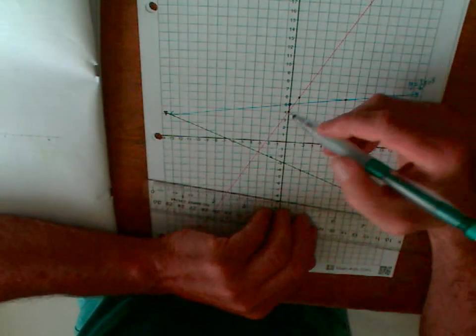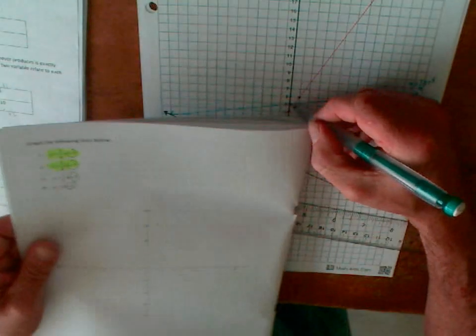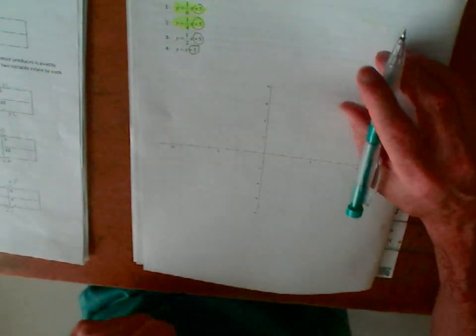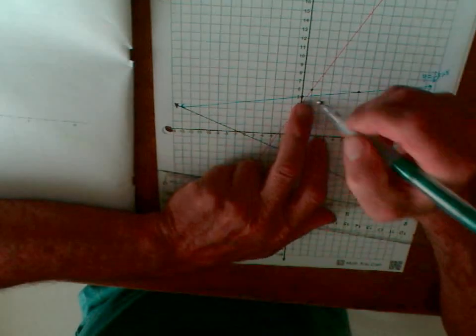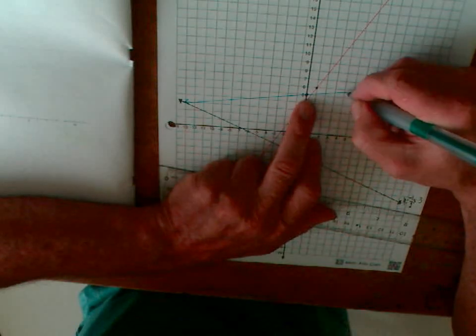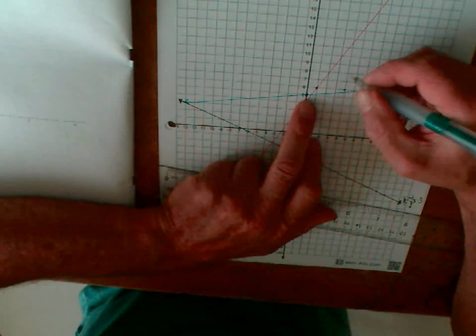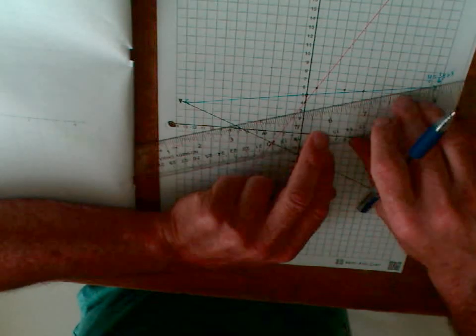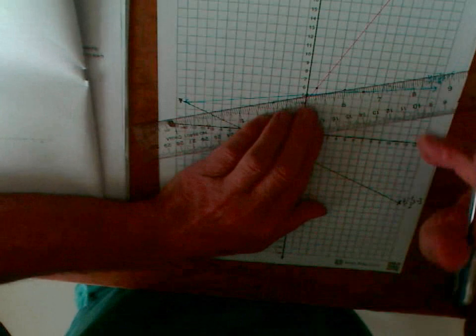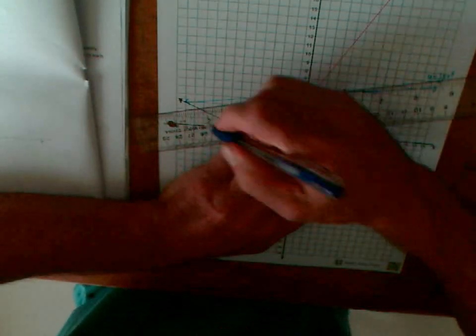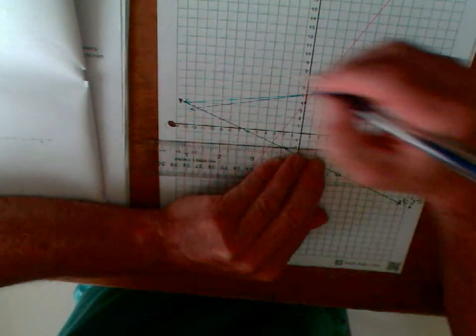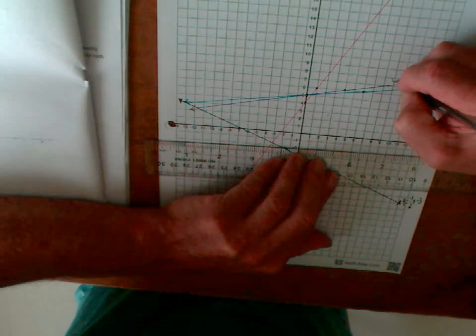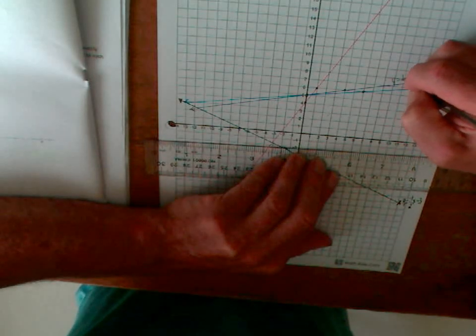Okay, so now the next one. We're still at 5, except our slope has changed. So this is going to gradually get steeper. Our slope is a quarter. So from here, rise 1 and over 4. So this line is going to be y equals a quarter x plus 5.